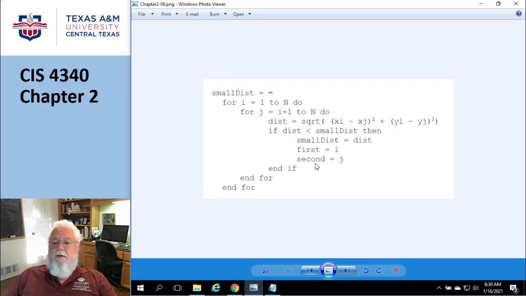So for i to n, and then do it again, and get the square root of the squares. Remember, the distance is the square root of the sum of the squares. And then if it's smaller, then go through your business.